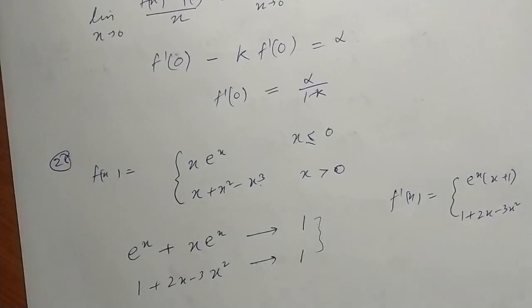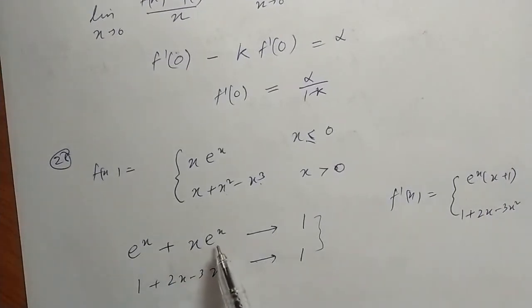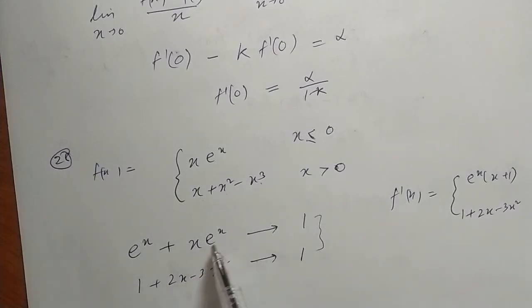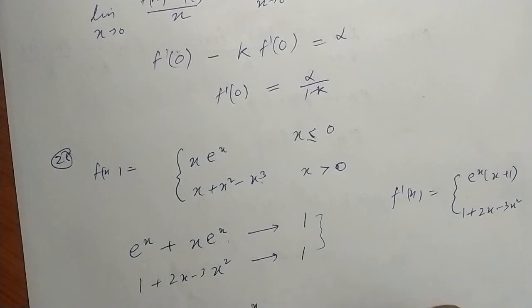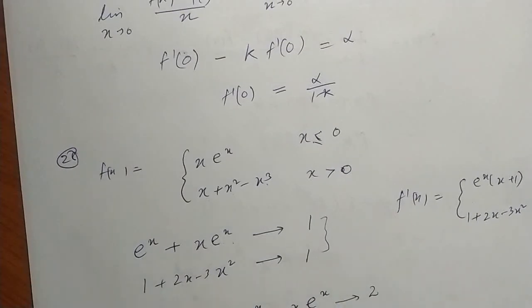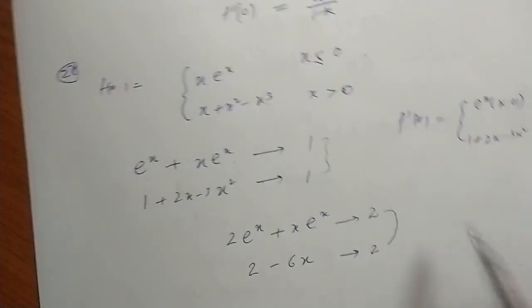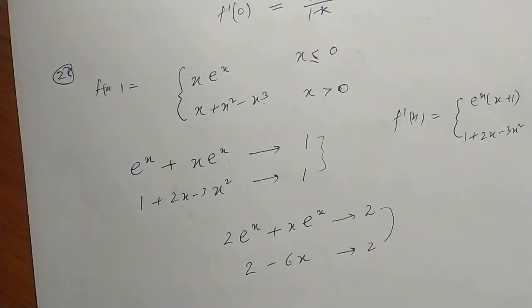Okay. So let's check continuity first. So we need to check continuity at x is equal to 0. So at x is equal to 0, this is 1 and this is 1. So it is continuous. Okay. And to check differentiability, differentiate this again. We get x e power x plus x e power x. And at x is equal to 0, this will become 2. Differentiate this, we would get 2 minus 6x. At x is equal to 0, this will become 2. So since LHD is equal to RHD, the function is differentiable at x is equal to 0. Okay. So moving to question number 39.